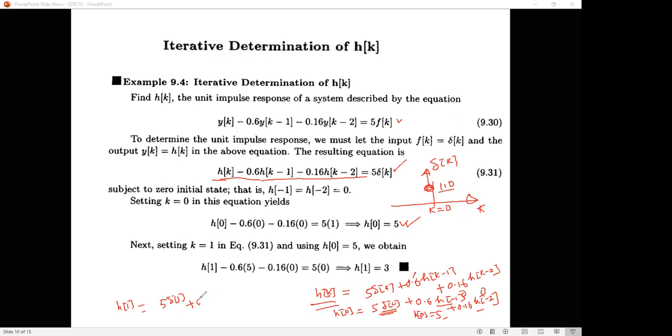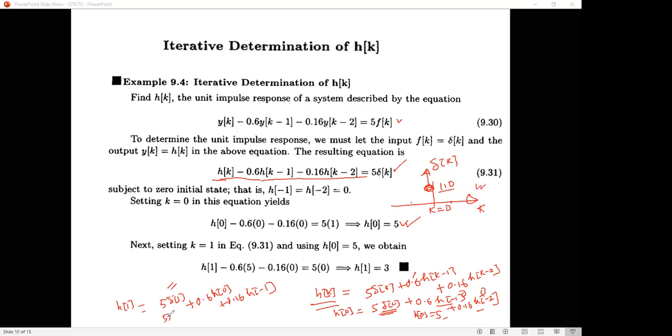It is equal to 0.6 delta 1 plus 0.16 H minus 1. Yes, sir. So what is the value of delta 1? Delta minus 1? Is there any value for K equal to 1? No, sir. Of delta? No.